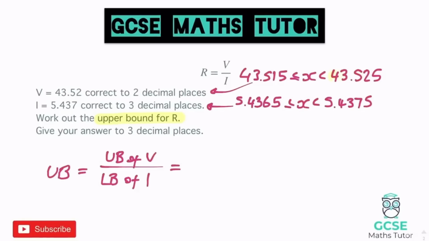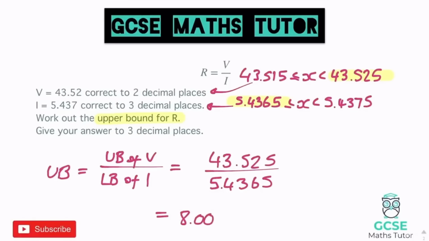The upper bound of V is 43.525, and the lower bound of I is this number here, 5.4365. So let's just plug those in. So 43.525, all divided by 5.4365. And let's type that into a calculator. So 43.525 all over 5.4365. And turn that into a decimal, you get 8.006070082. There we go, lots of decimals there.